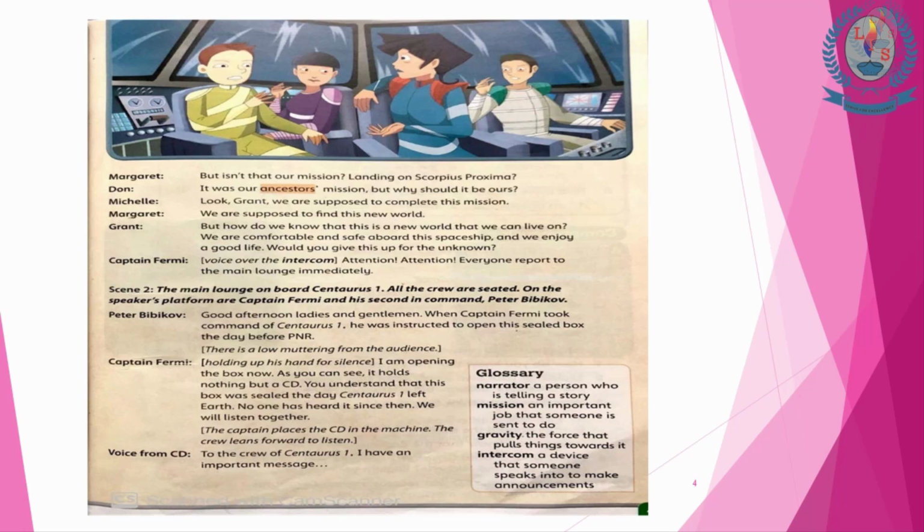Margaret, but isn't that our mission? Landing on Scorpius Proxima. It was our ancestors' mission. But why should it be ours? Michelle, look, Grant, we are supposed to complete this mission. Margaret, we are supposed to find this new world. Grant, but how do we know that this is a new world that we can live on? We are comfortable and safe aboard this spaceship, and we enjoy a good life. Would you give this up for the unknown?